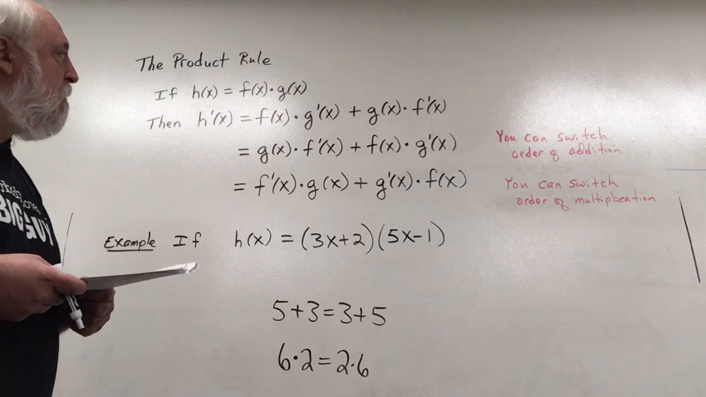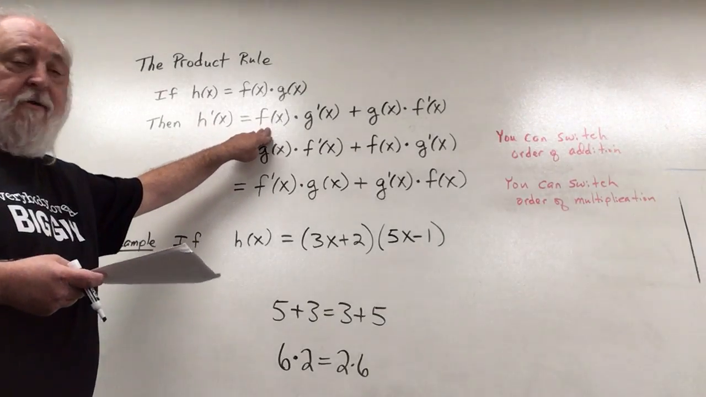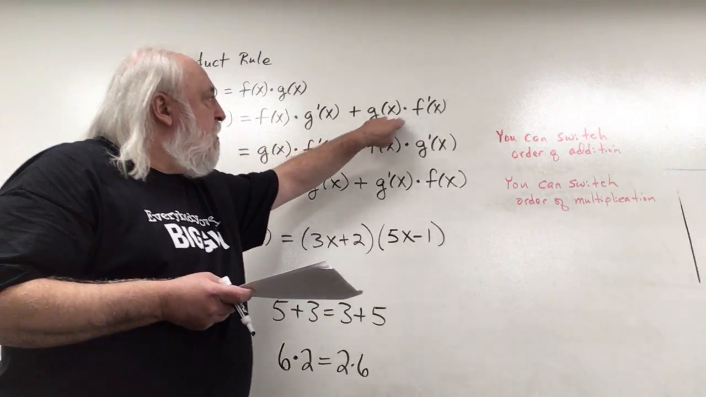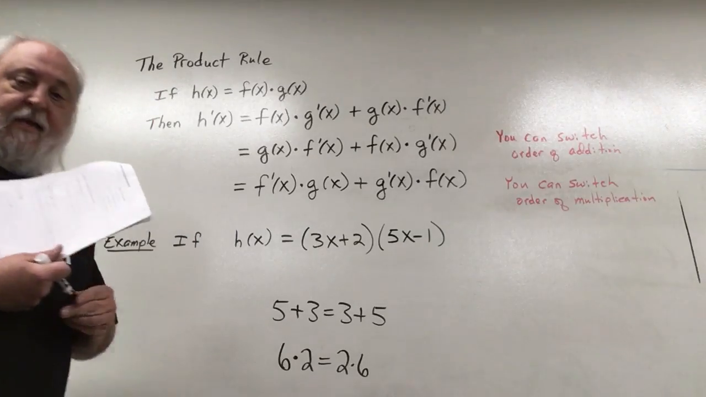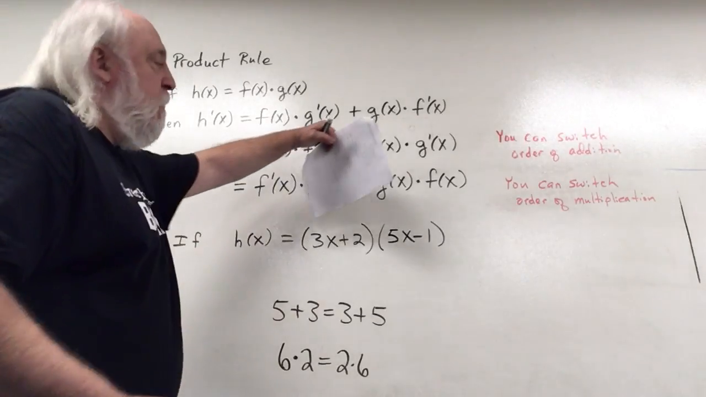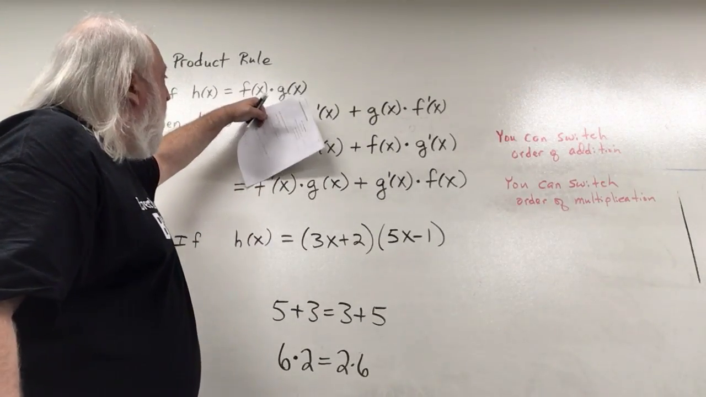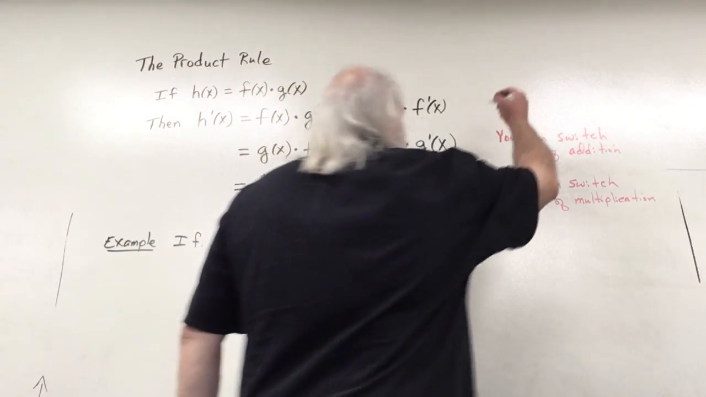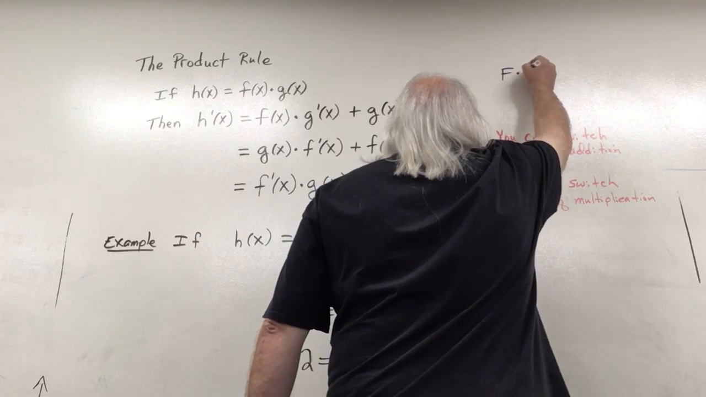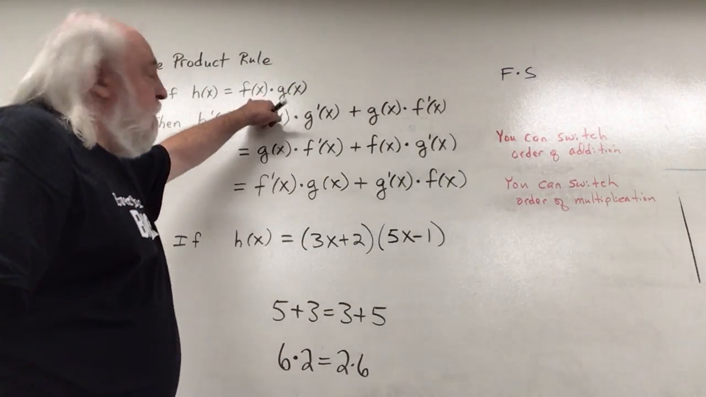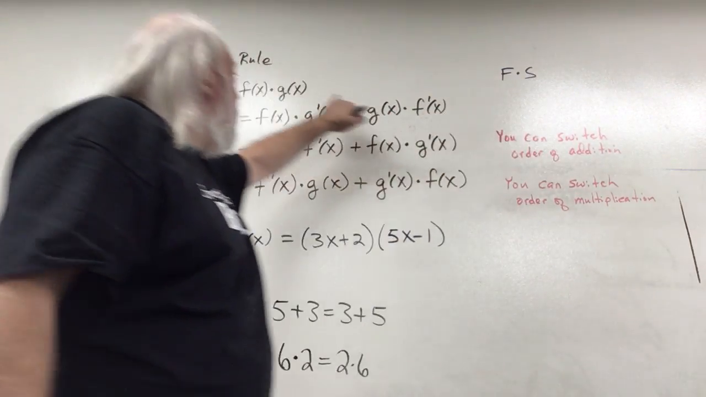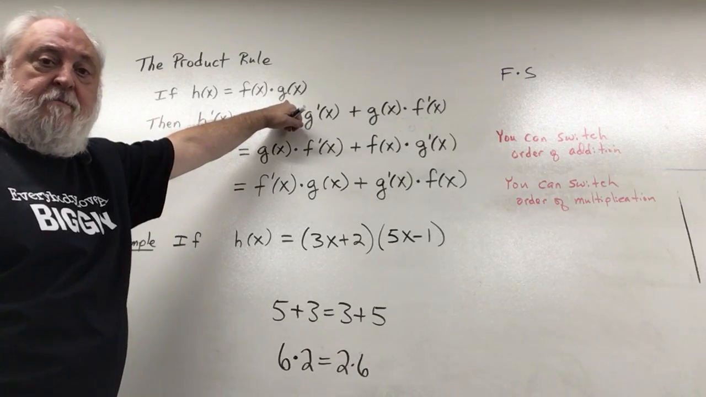This semester, I'm going to be working mostly with the first representation, f of x times g prime of x plus g of x times f prime of x. To help me remember this representation, I think of f of x times g of x as the product of the first function times the second function. So big F stands for the first function f of x, and big S, that's not a 5, stands for the second function g of x.